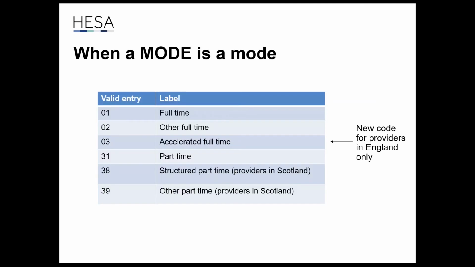So what we've got in the student core session mode field, we've got the full-time, the other full-time, we've got a new code, which is for providers in England only, which is the accelerated full-time. So for those doing accelerated courses. Then we've got part-time, and then we've got a couple of part-time ones in Scotland as well.